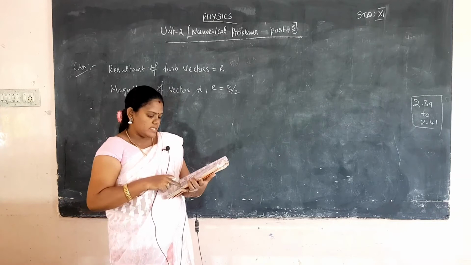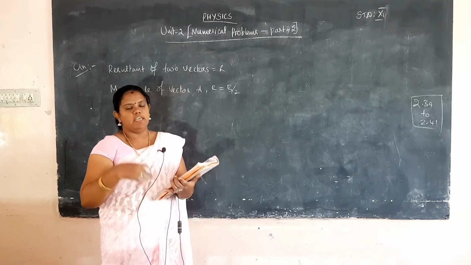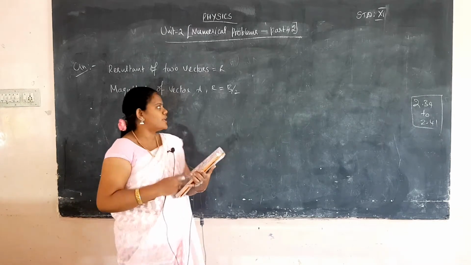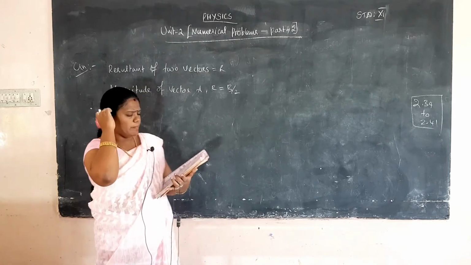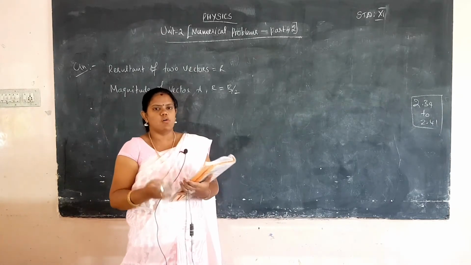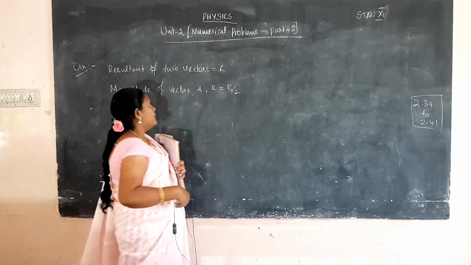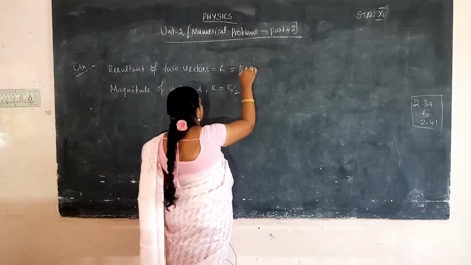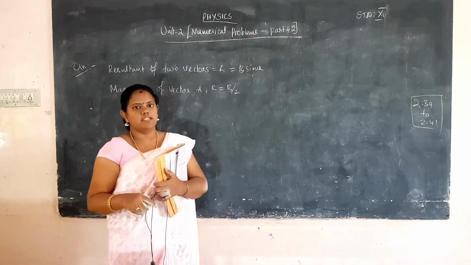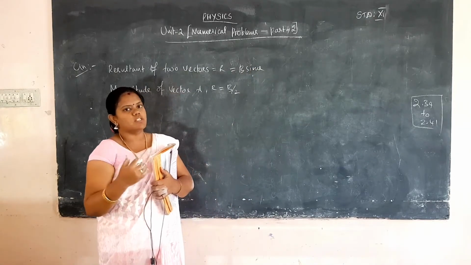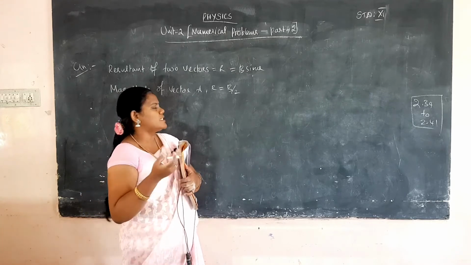So R is equal to half of the magnitude of vector B, so R will be equal to B by 2. Then it is perpendicular. The perpendicular component is always mentioned with sin theta. So the perpendicular component is B sin theta. The horizontal component is mentioned with cos theta, and the perpendicular component with sin theta.